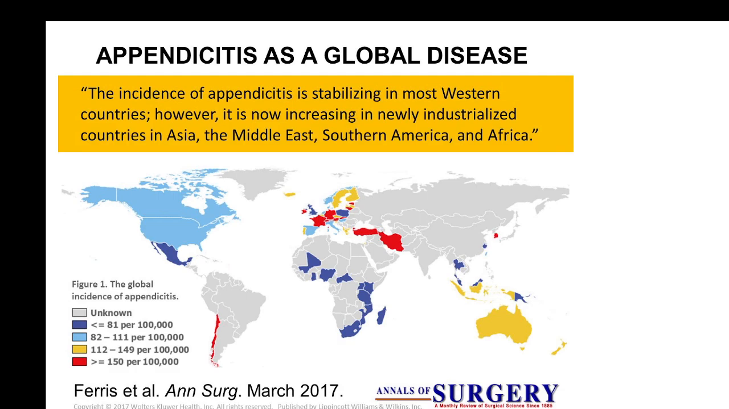Appendicitis also has a global factor, or a sort of epidemiological pattern. In the olden days, the incidence of appendicitis was more common in Western countries, particularly Europe and America. It was more common there, and in Eastern countries like India, it was lesser.